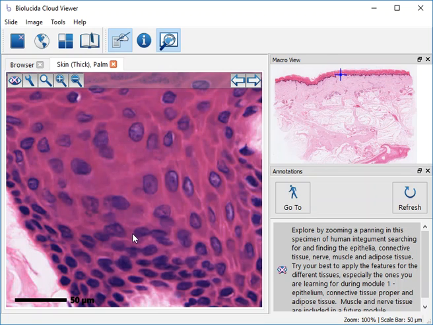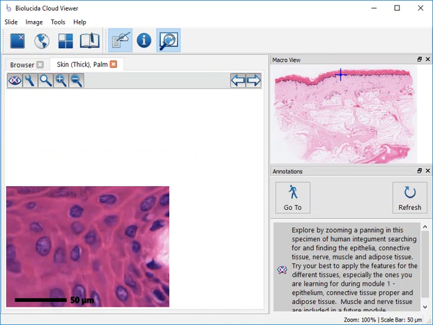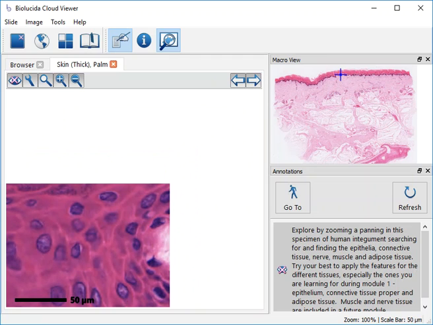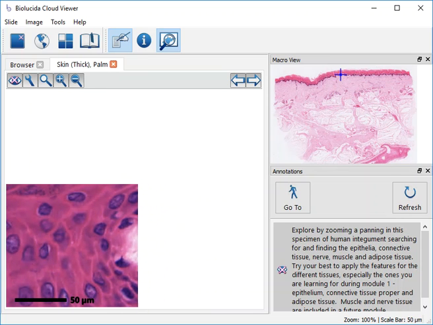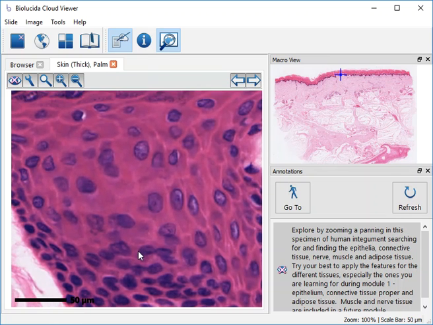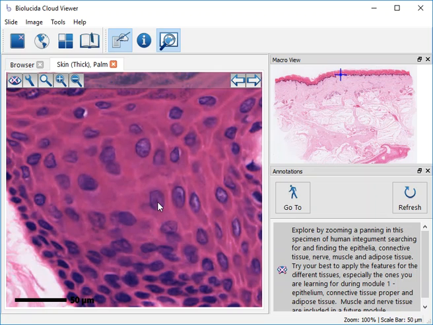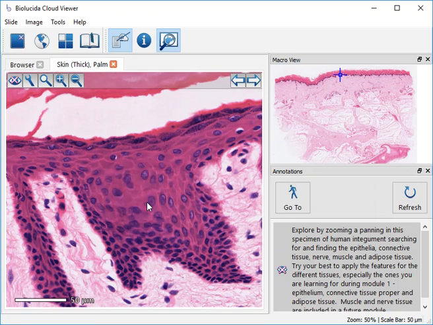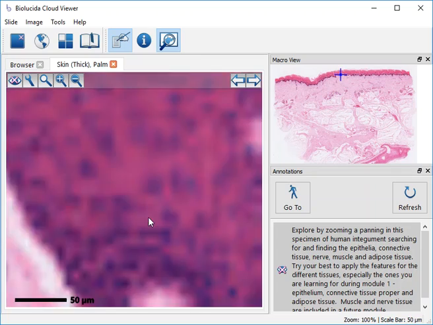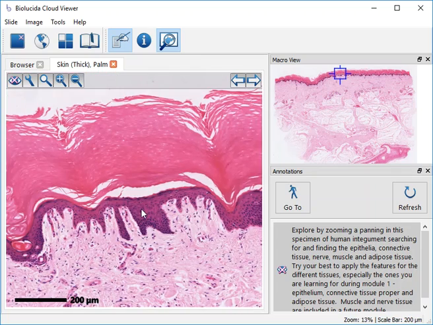You can also get an idea of their size, because that bar is 50 microns. So if we take 1, 2, 3, divide into 3, it's about 15 microns in diameter. That's what that nucleus is. You see how the cells are stacked here. They're undergoing mitosis down here. So anyway, that's the epithelium.